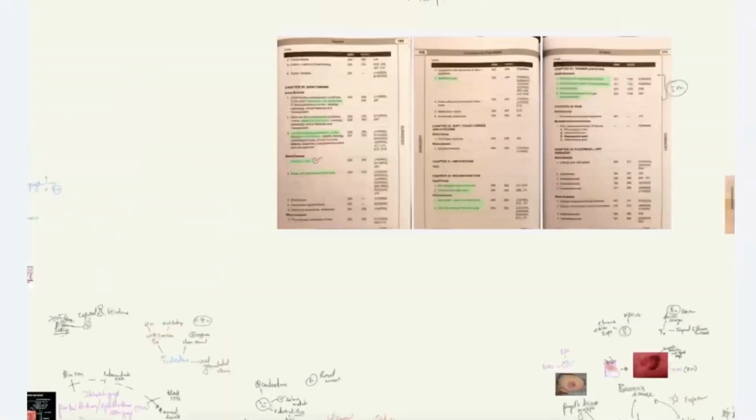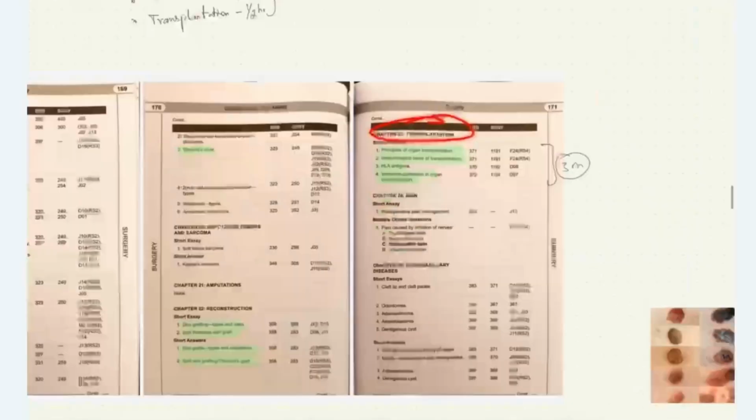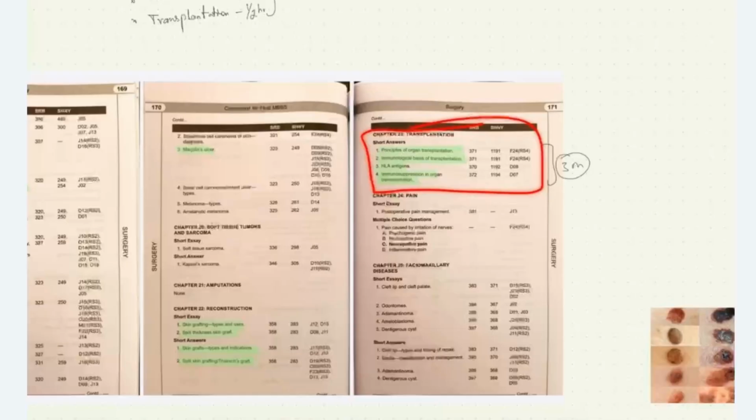Topics of surgery, that is skin tumors, followed by reconstruction and transplantation. Out of these three topics, from the transplantation chapter only 3-mark questions have been asked. The principles of organ transplantation, under this, these three questions also will be covered. So I request you to go through the Manipal Manual of Surgery, where it's mentioned in around 1 page. It takes around 10 to 15 minutes to read.